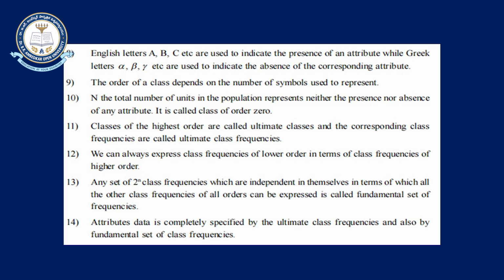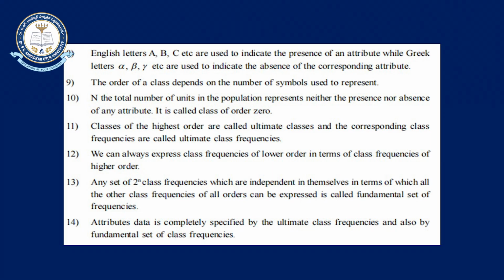That will be the summarization. Another is the representation of the notations. A, B, and so on are used to indicate the presence of attributes, whereas the Greek letters alpha, beta, gamma are used to indicate the absence of the corresponding attributes. The classes depend on the number of symbols used to represent them, and that is called the order of the class.